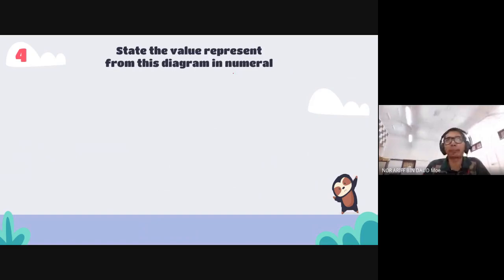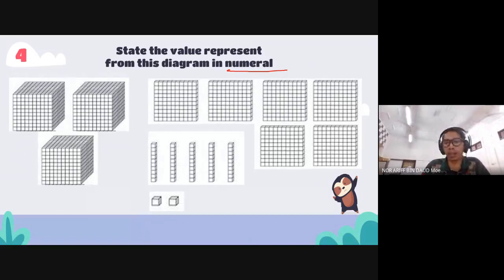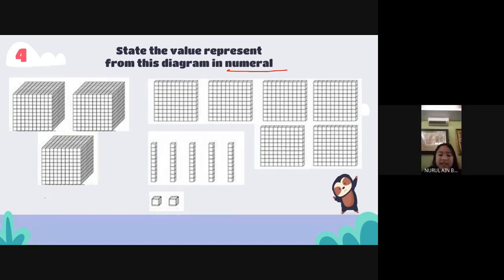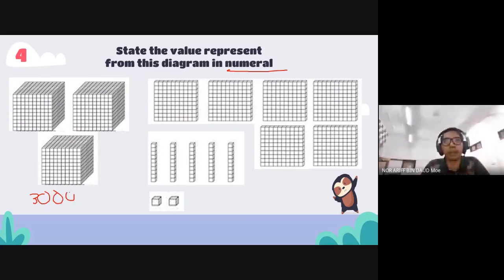Still in the same, they're asking you in numeral. Okay, I want to ask Asia. Tell me the thousand. Mana Asia? Tak ada nak cakap. Okay, tak apa. Tukarlah. Bagi Ain lah. Nurul Ain, you can tell me the thousand unit. How many thousand we have here? 3,000. Yes, 3,000. Okay.